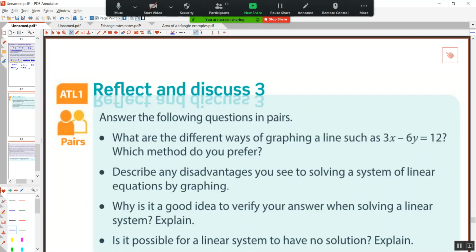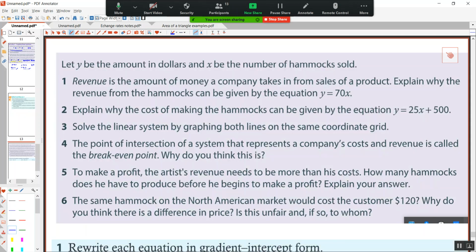So I'm going to come back to this reflect and discuss in a minute and go on to this next one, which is the activity 2 that I asked you all to do. It says revenue is the amount of money a company takes from sales of a product. Can you explain for me why we could write it as y equals 70x? What does that mean?